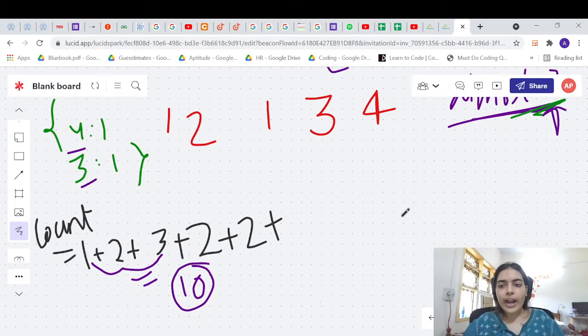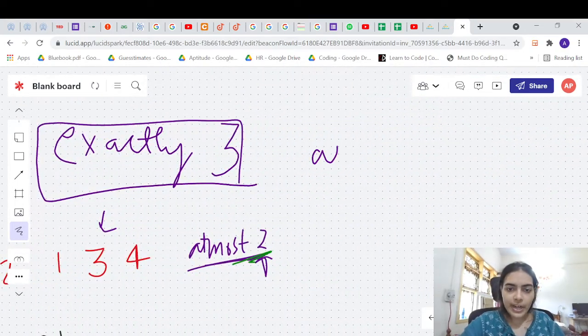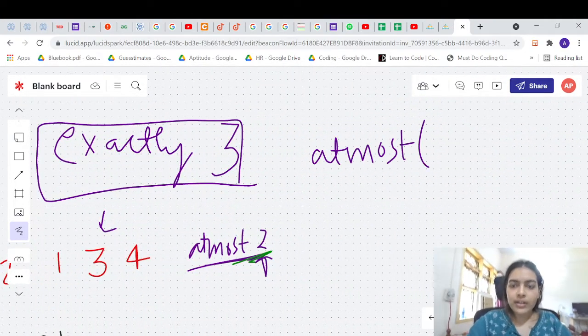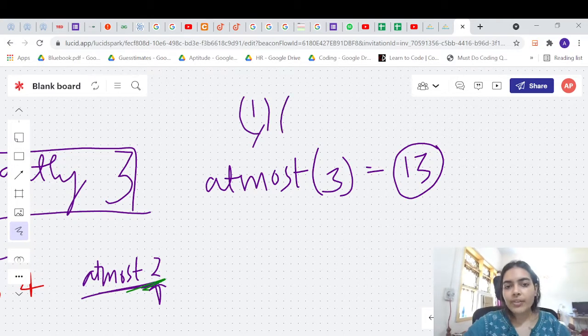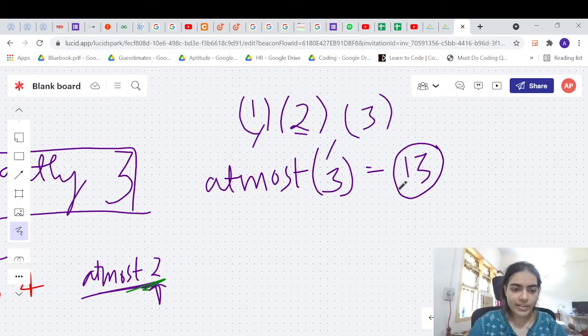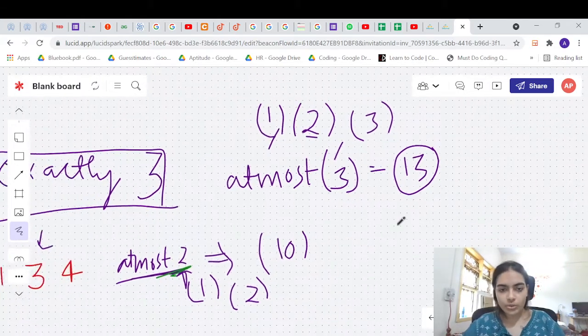Okay. So for at most 3, the answer was, let me write it. For at most 3, the answer was 13. There were 13 subarrays. In these 13 subarrays, there were some subarrays which are having 1 distinct integer, some which are having 2 distinct integers, and some which are having 3 distinct integers. At most 2, the answer is 10. In this, there are some subarrays which are having 1 distinct integer, some subarrays which are having 2 distinct integers, right?